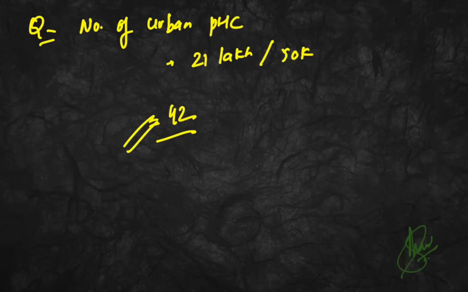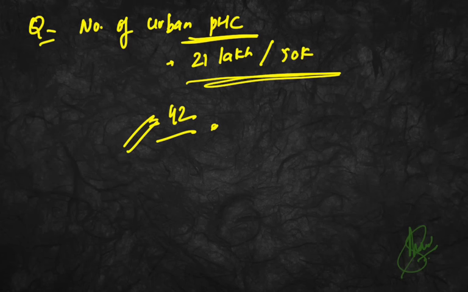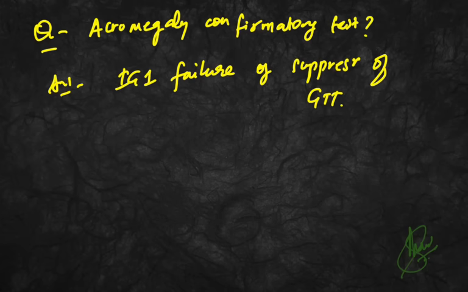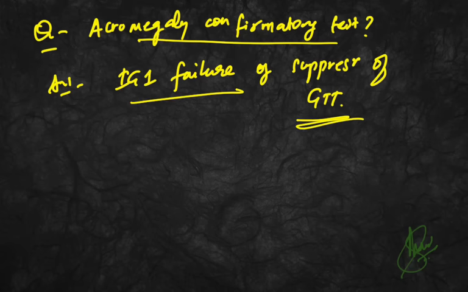Now number of urban PHCs, so 21 lakhs divided by 50,000, it comes out to 42. That is the correct answer. Now acromegaly confirmatory test is IGF-1 and failure of suppression of growth hormone.